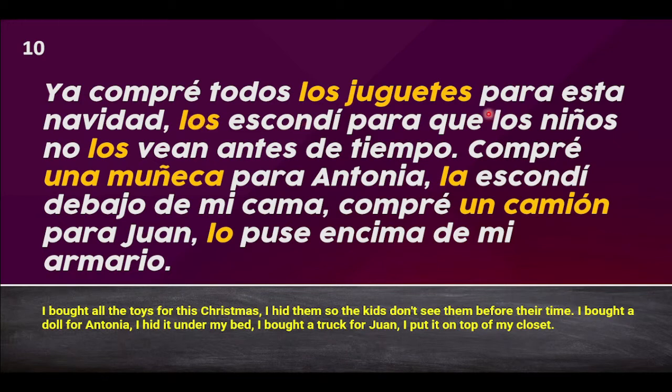Okay. Los escondí para que los niños no los vean antes de tiempo. Again, after the verb, I have to put los. Compré una muñeca. Okay, I'm switching direct pronouns here because I'm talking about something new. I was talking about toys before. Now I'm going to talk about a doll. Una muñeca. Muñeca means doll in Spanish, and it also means wrist, your wrist, tu muñeca. See, compré una muñeca para Antonia.